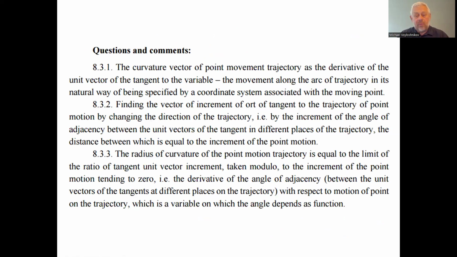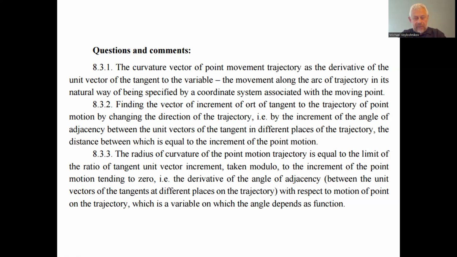The curvature vector of the point movement trajectory is the derivative of the unit vector of the tangent with respect to the variable along the arc of the trajectory, in its natural way of being specified by the coordinate system associated with the moving point. We found the curvature vector by considering the change of the orths of the tangential axis of the natural coordinate system. As the orth is of constant magnitude equal to 1, a unit vector, the change of the orth is the change of the direction of the orth.